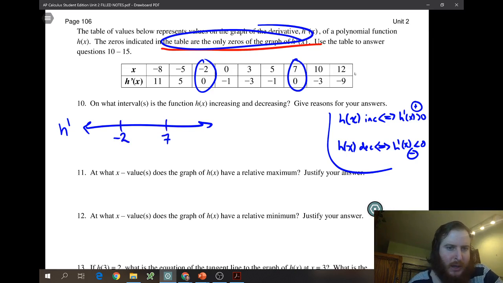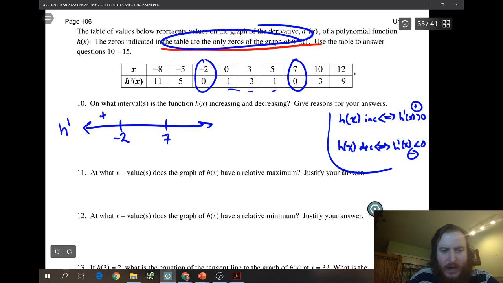And then we're going to just plug in a test point. Any test point to the left of -2. I could pick -5, I could pick 8. Either way, I get positive. Then any test point in between -2 and 7. I could pick any one of these, 0, 3, or 5. And any one I plug in, I get a negative value.